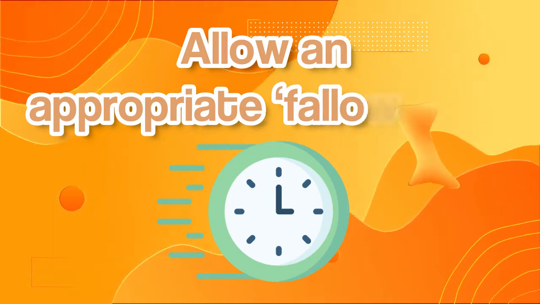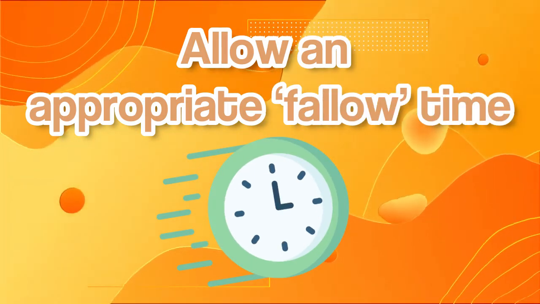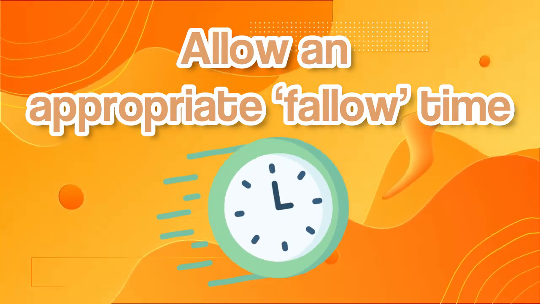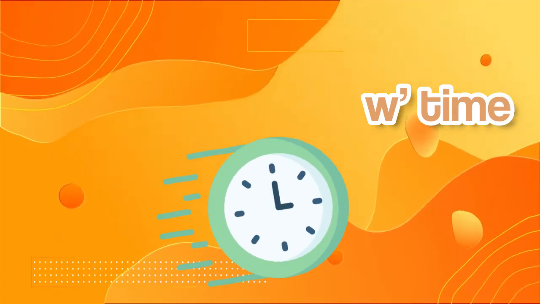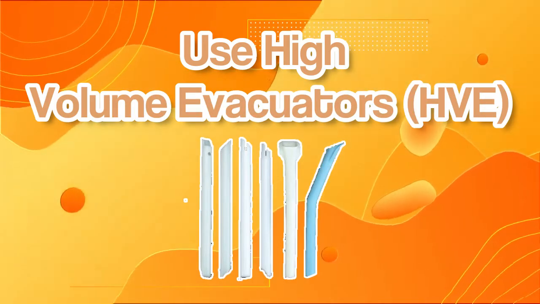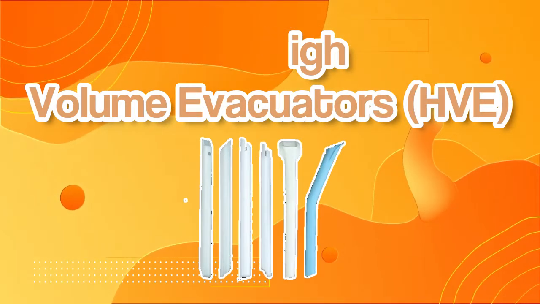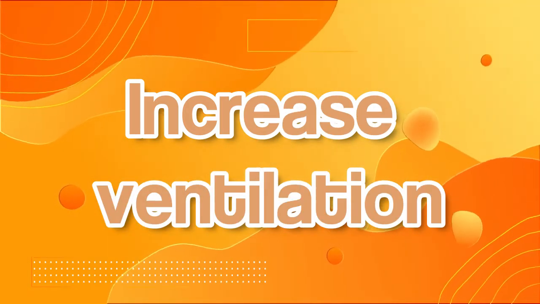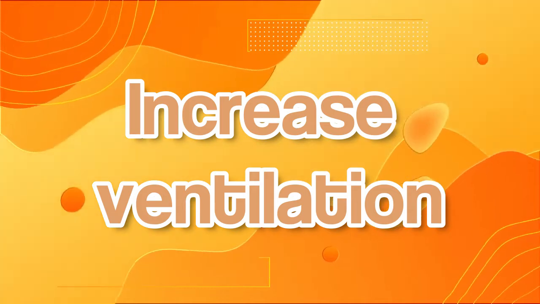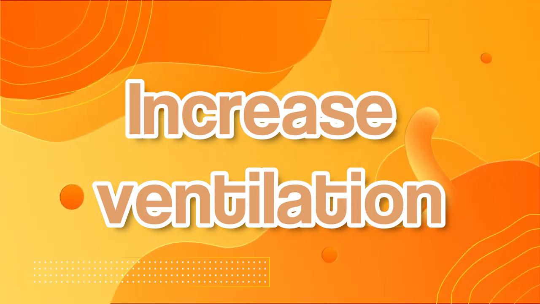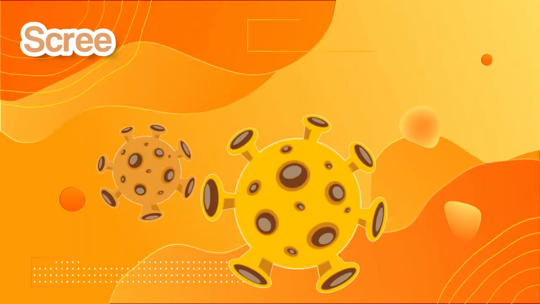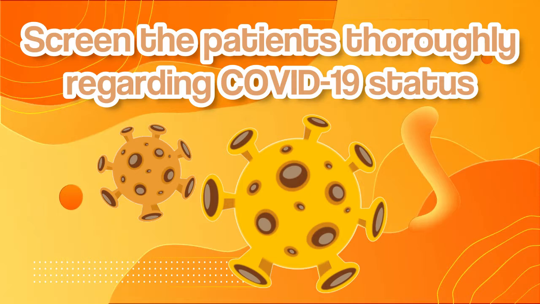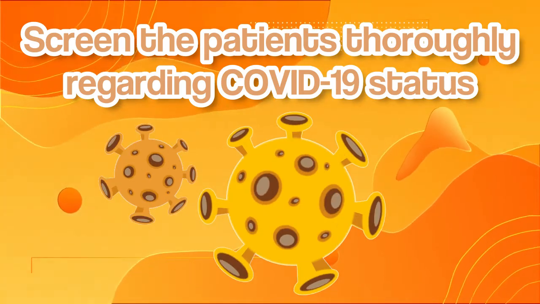Allow an appropriate fallow time after an AGP treatment has been performed. This is where the empty surgery is left undisturbed for aerosols to settle. Use high volume evacuators or HVE. Also, increase ventilation by having doors and windows open to help virus killer ventilation, and also invest in air filtration systems. And of course, screen the patients thoroughly regarding COVID-19 status. This is the most essential part right now.